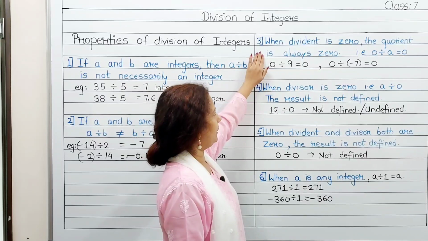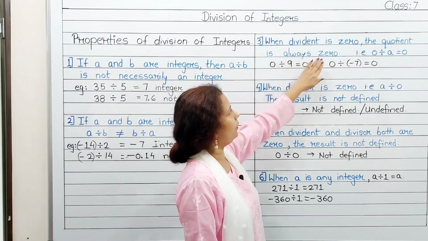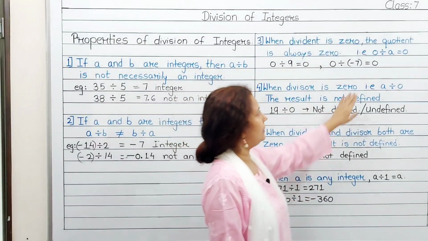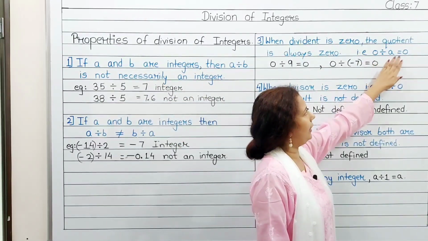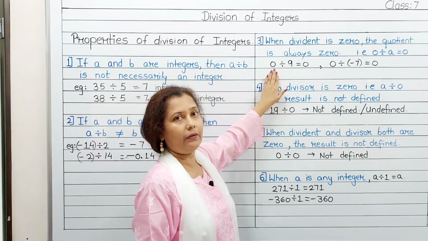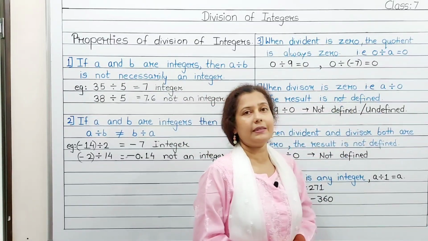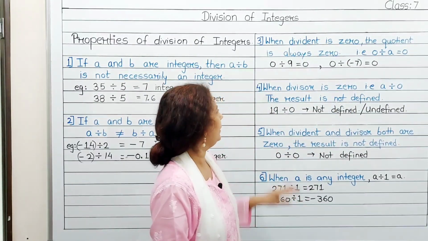Third property: when dividend is 0, the quotient is always 0. That is, 0 divided by a is 0. For example, 0 divided by 9 is 0 or 0 divided by minus 7 is 0.